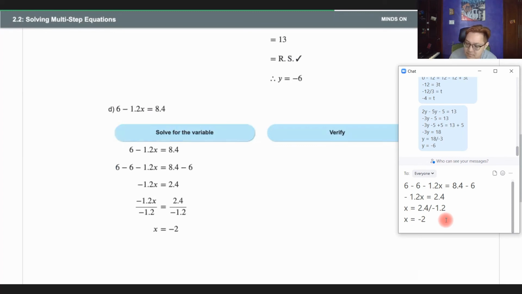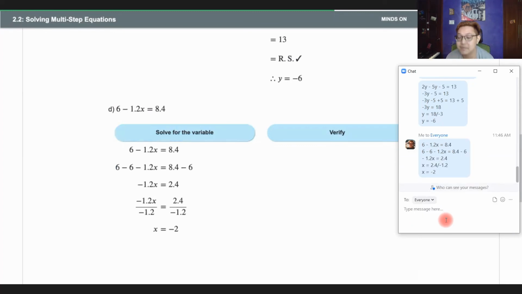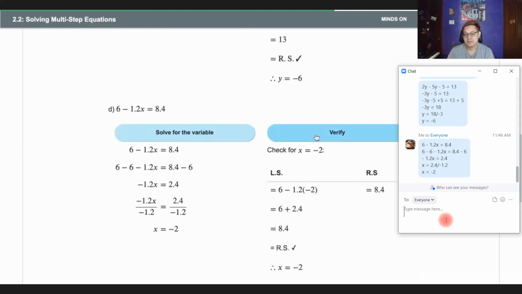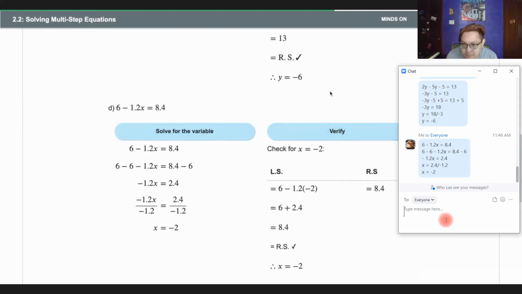Perfect. It's negative 2. Now verify. Because you're still making mistakes with plus and minus, so just redo these 4 exercises at home then.